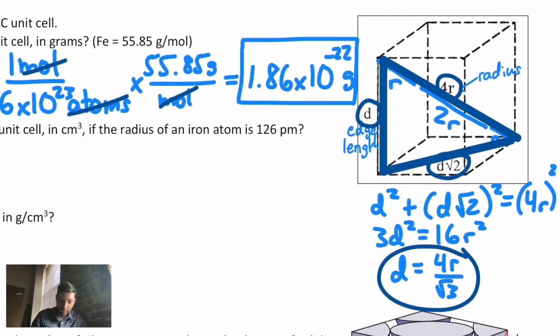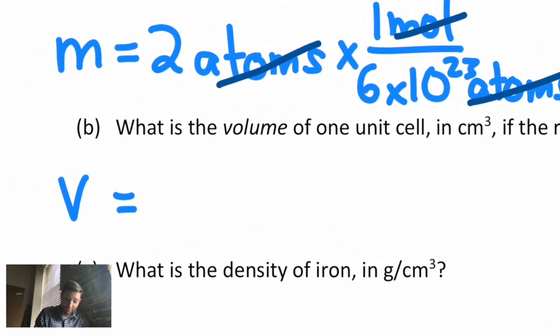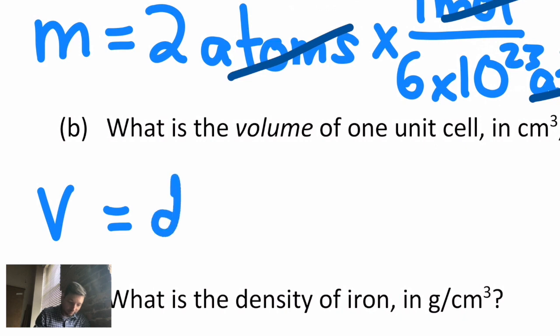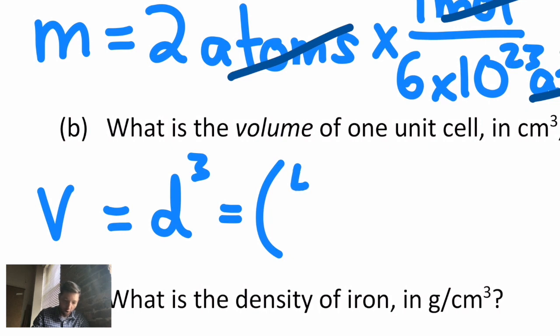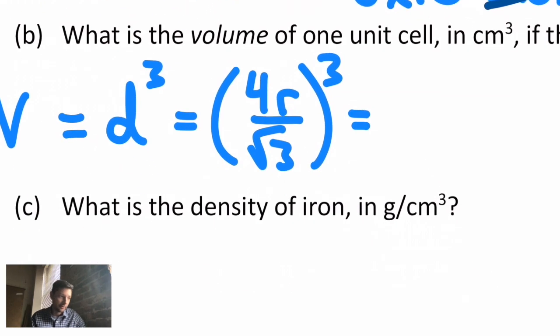The reason we did that is so that we have an expression for the edge length of the cube in terms of the radius, and we can actually solve for the volume of the cube. So the volume of the cube is simply the edge length cubed, d cubed, which is 4r over root 3 cubed. And we know what r is. r is the radius of the iron atoms.